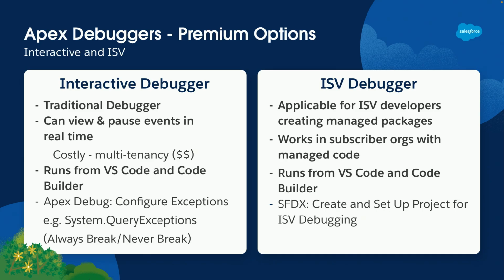Now, last but not the least, talking about our ISV debugger. The ISV debugger does everything an interactive debugger does, but it's for ISV developers. This way, they have access to the logs that we normally won't make available to the customers, to protect the proprietary code. And in order to facilitate this functionality, we have a command, create and set up a project for ISV debugging. As the name suggests, it creates a project and retrieves all metadata and packages information from the subscriber's org and allows you to debug interactively with the org. And I just want to say that all these debuggers work from VS Code as well as Code Builder.